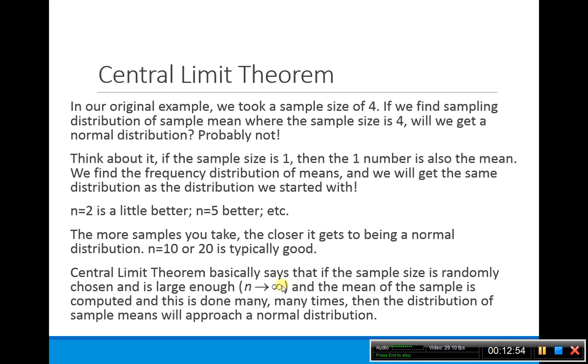So the central limit theorem basically says that if the sample size is large enough and the mean of the sample is computed and it's done many times, so in our example we were doing 100,000 times in the animation, then the distribution of the sample means will approach a normal distribution. So that's basically the idea of the central limit theorem. Large sample, find the mean of the large sample, do it multiple times, and regardless of what distribution you start off with, it's going to approach a normal distribution.